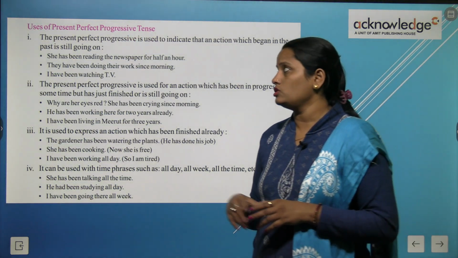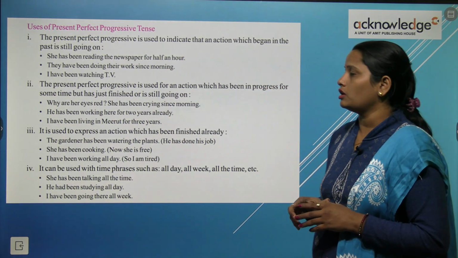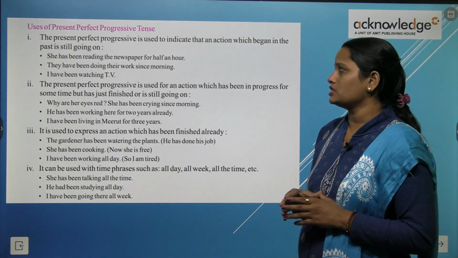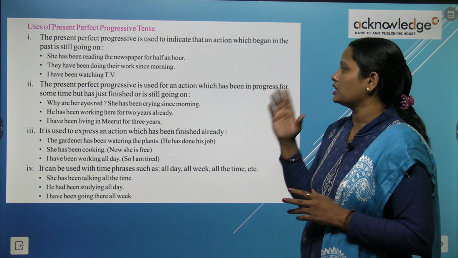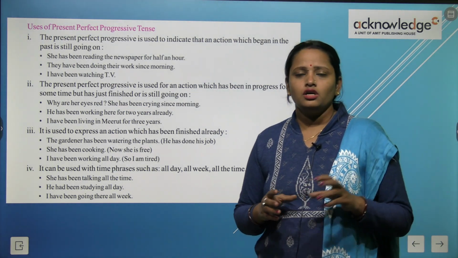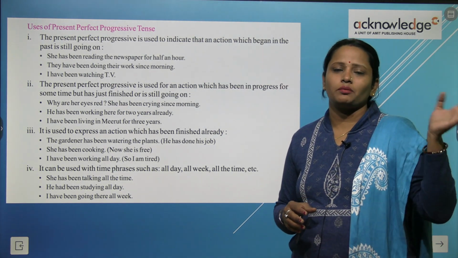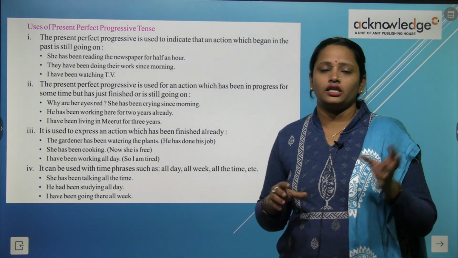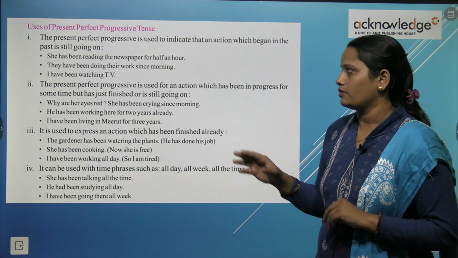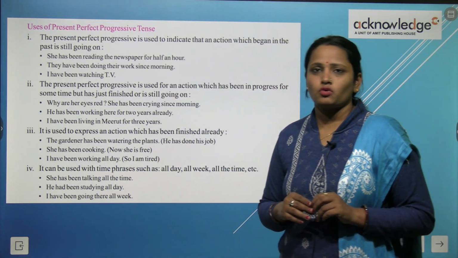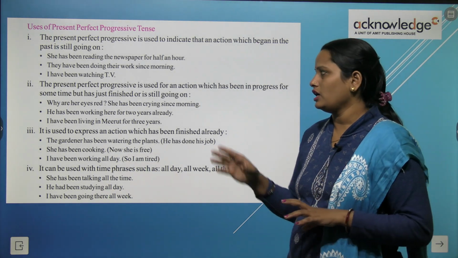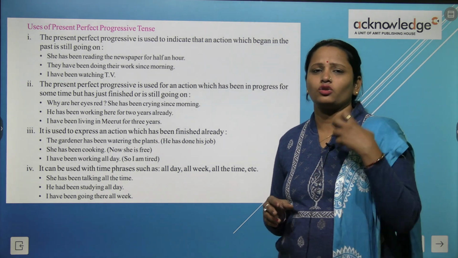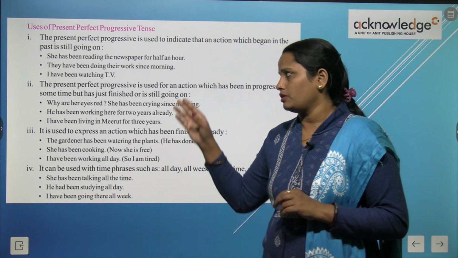Now let's learn the rules. So the use of present perfect progressive tense or continuous tense is given here. The present perfect progressive tense is used to indicate that an action which began in the past is still going on. So an action that was going on in the past and is still continuing. She has been reading the newspaper for half an hour. She has been reading for half an hour and it is still not finished. They have been doing their work since morning. They are doing their work since morning, it has not finished yet. I have been watching TV, and I am still watching TV, since morning or since this time or since 2 hours ago, still not finished.